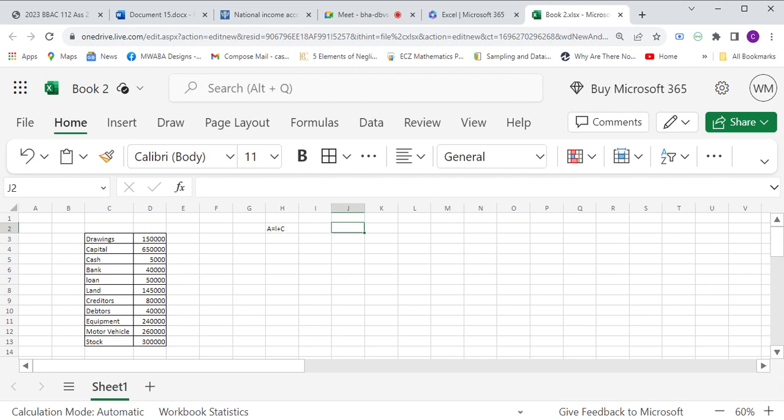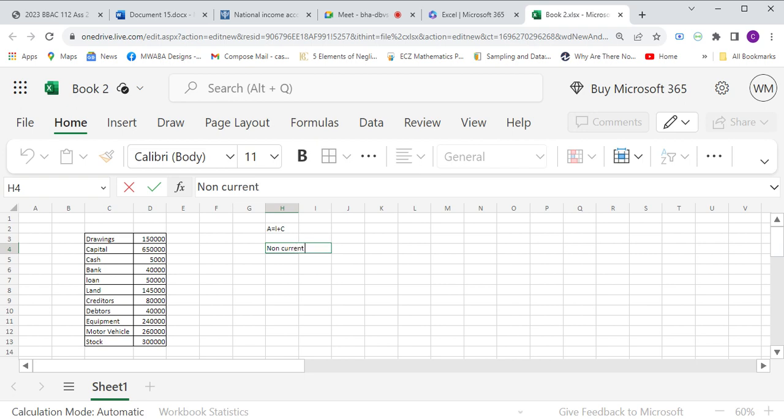Now, for grade 9, the balance sheet, you are going to use the format which is fixed assets or non-current assets, which are also called fixed assets, plus working capital equals capital employed.